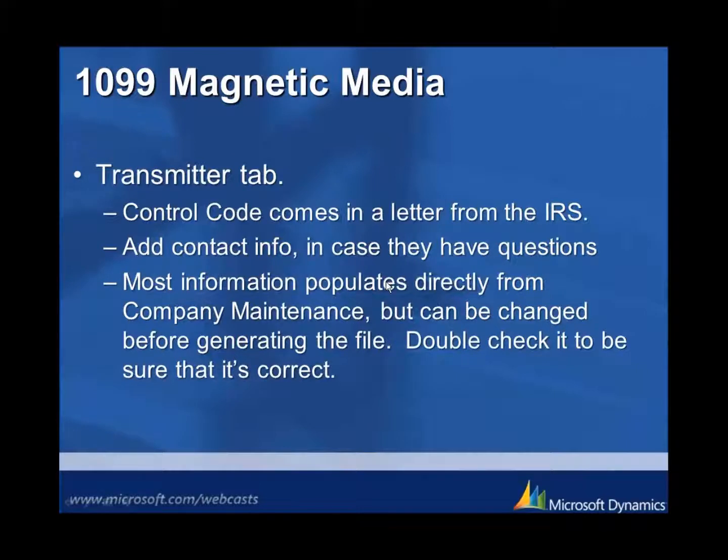And most of the other information, and the reason we didn't touch on a lot of it, is because it comes directly from your company maintenance record. It can be changed if it needs to be. But double check it to make sure that it's correct before you hit begin processing on that screen. Otherwise, it should already default based on the company.